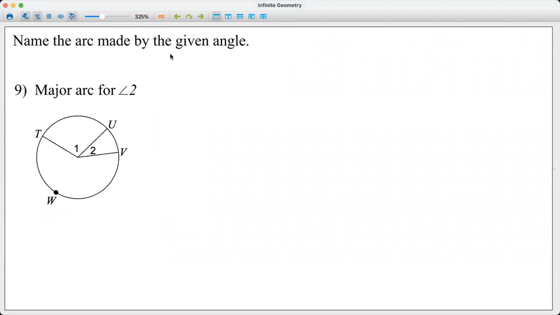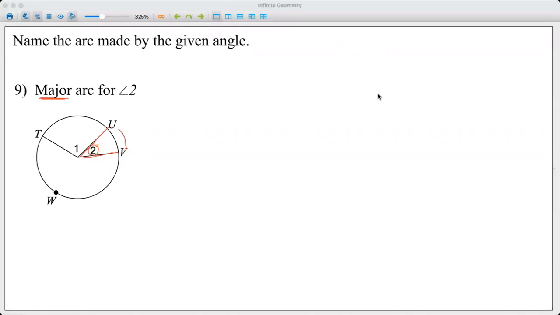Ooh, no problem. What do we got here? So it says, name the arc made by the given angle. Now, arcs, remember, come in 3 different flavors: minor arc, major arc, and semicircles. And so this one, it specifically tells us right here, it says, name the major arc for angle 2. Here's angle 2, and angle 2 clearly makes a minor arc, U to V, right? Can you see that? It makes the minor arc UV, but that's not what it wants. It wants the major arc that's associated with angle 2.